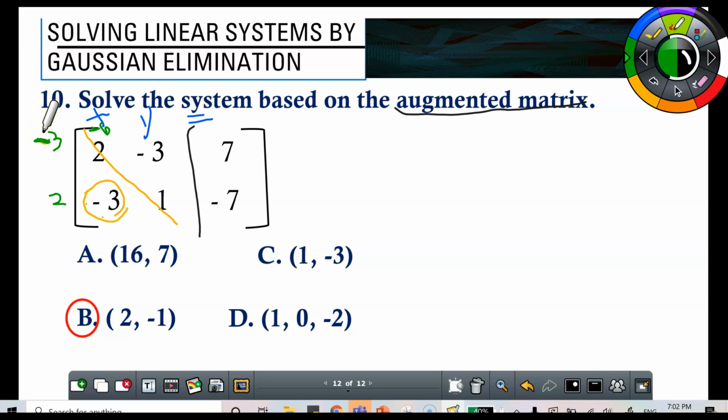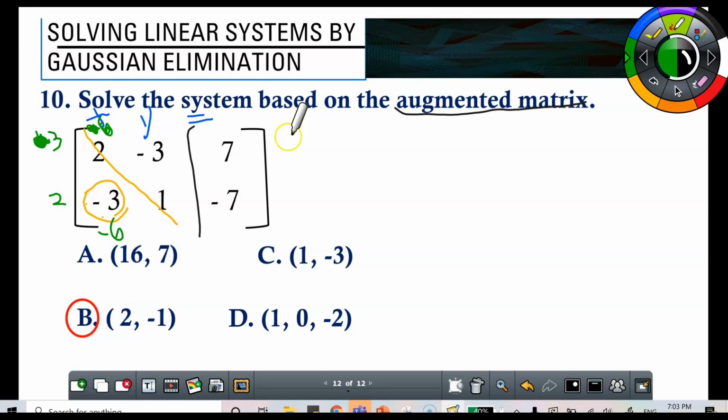Sorry. We can multiply 2 by positive 3. So 3 times 2 is 6. And we can multiply negative 3 by 2, which gives you negative 6. And positive 6 plus negative 6, you have a 0 here. So we're going to enlarge both of the equations so that we can cancel the first variable. Okay, so let's do it.